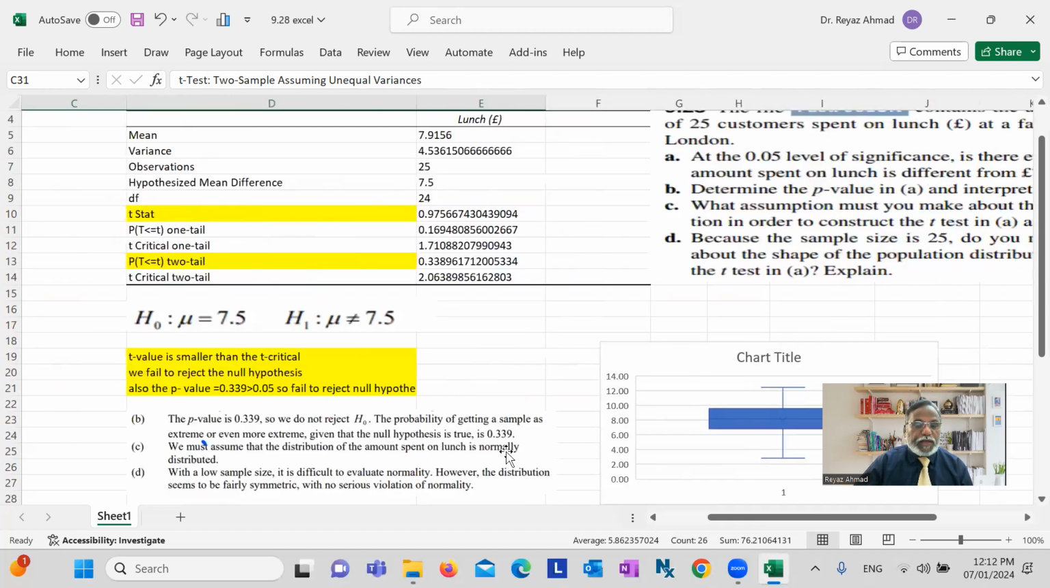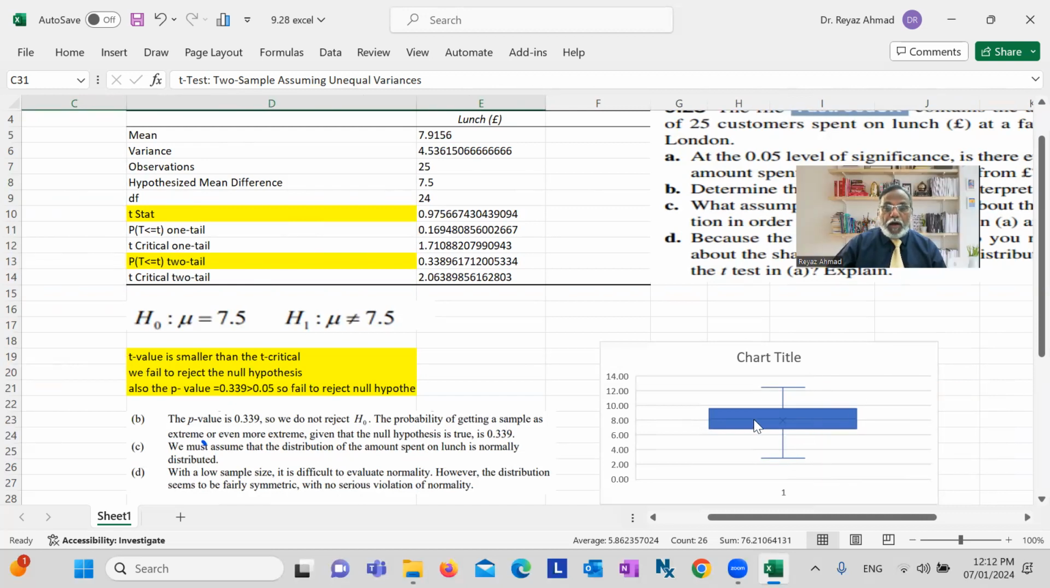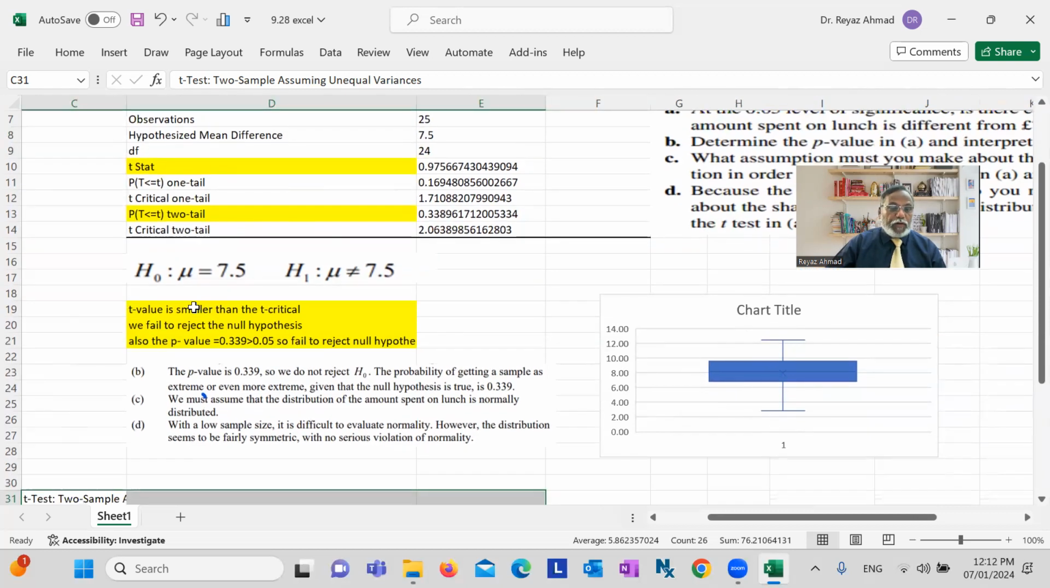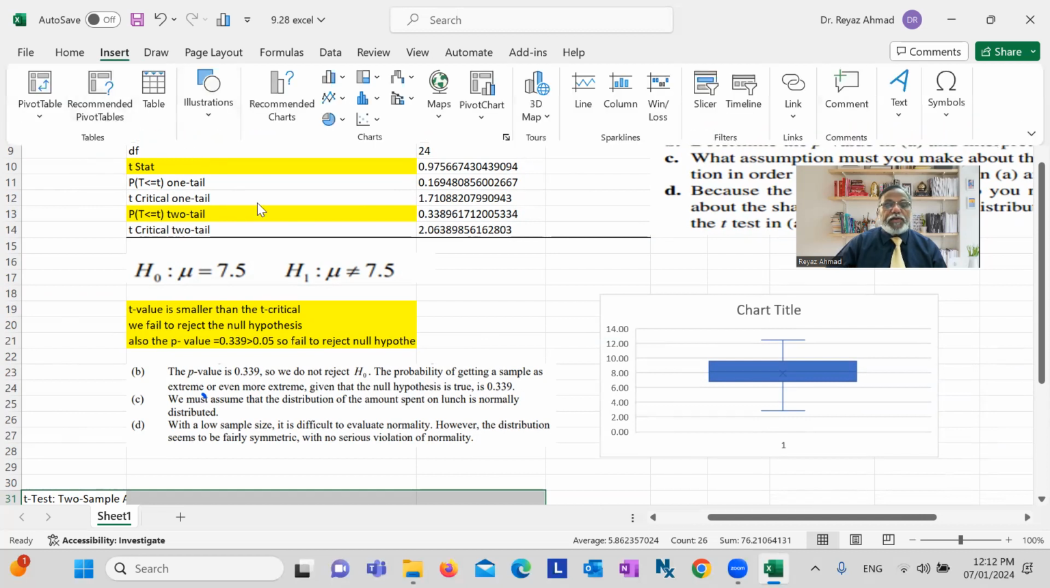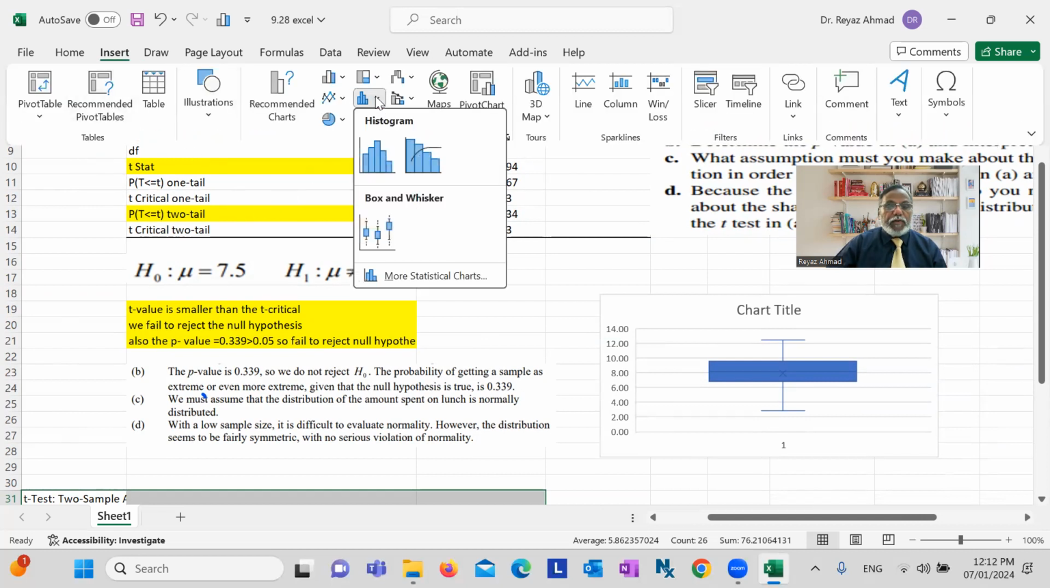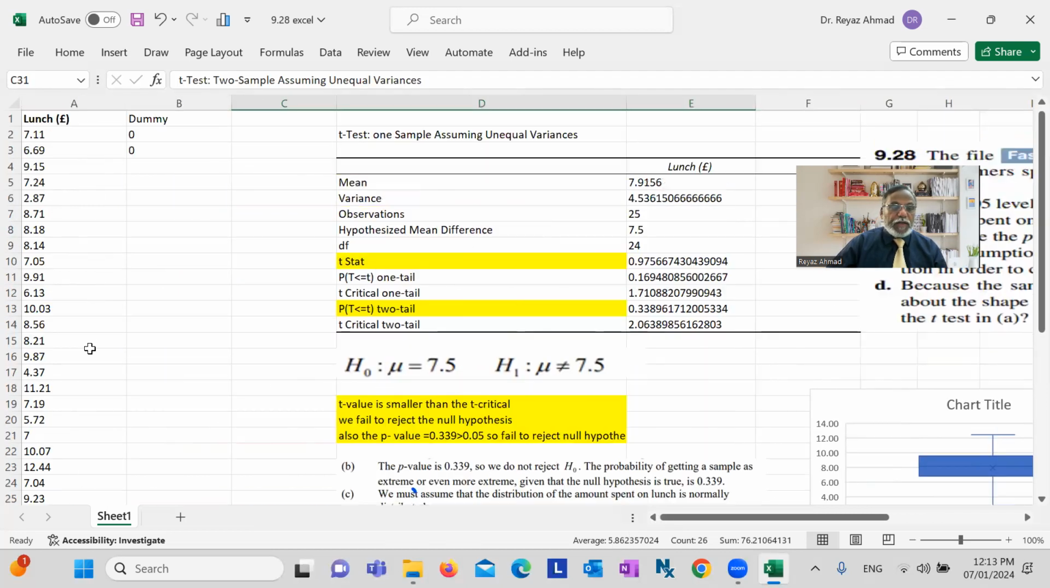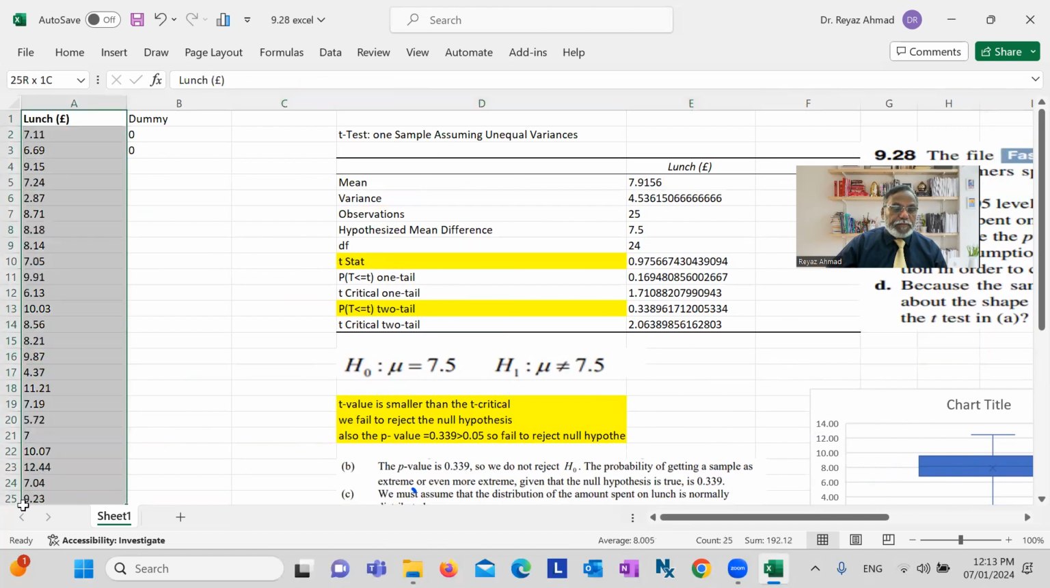So the sophisticated answer is shown here. You must assume that the distribution of the amount spent on lunch is normally distributed. Because it is not given, I will be assuming it is normally distributed. And if you want to show this normality, then you can draw the box and whisker plot of this data. How will you do it? You will just go to Insert here, go to this one, and now select the data.